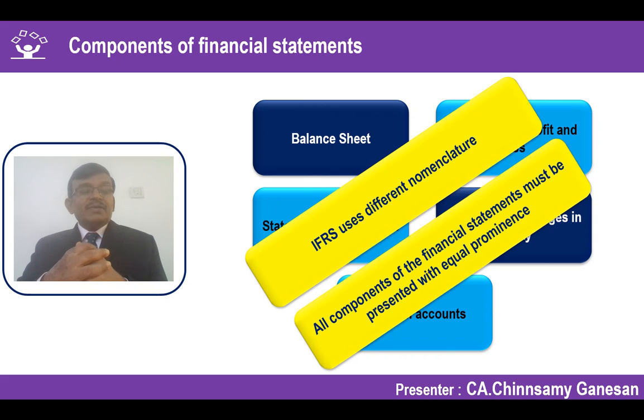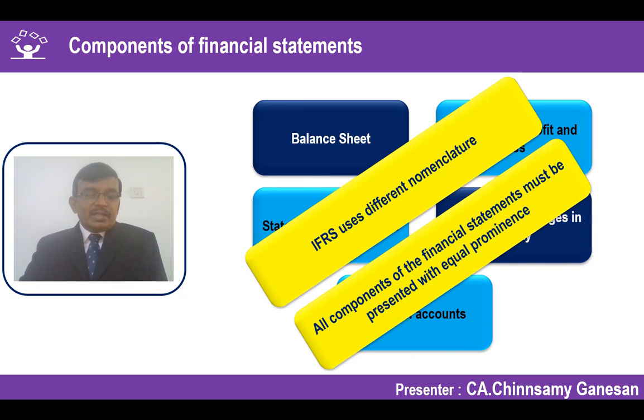So if a company thinks that by giving it in a smaller font or in a different format without any highlights, it can do that. So here, my understanding of this is all the components of the financial statement must be presented with equal prominence. That means everything should be presented equally with the same prominence. You cannot have highlight for one component and not have any highlight for the other component. So it should have prominence.